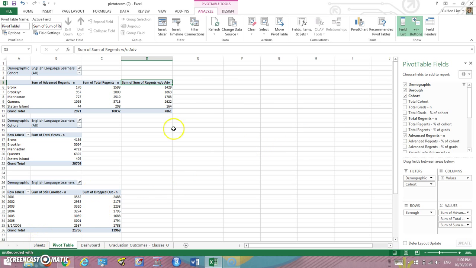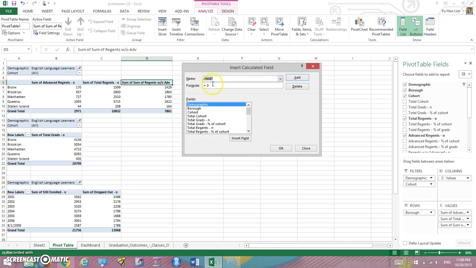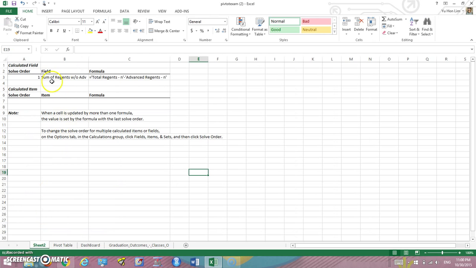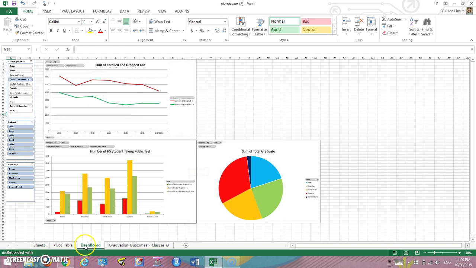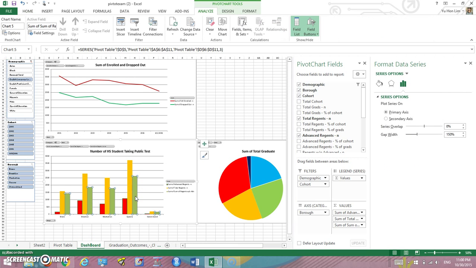And here is how you create the function. You go to the fields, items and sets, and calculated field, and you just type up the name and type up your own function. That's how I created my own function here: the total Regents minus the advanced Regents. And the data is shown right here on this particular part.